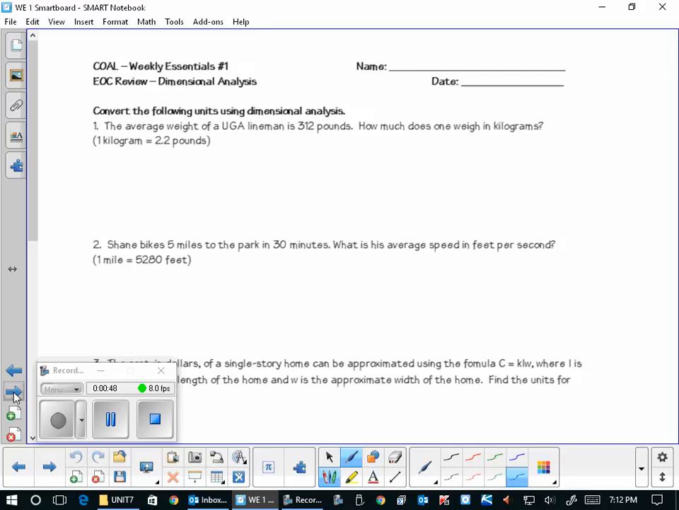So I always start by writing whatever I'm given. So I'm given 312 pounds. I'm going to leave some space, come over here. I want to write it in kilograms. Okay, so that's my ending value. I have my starting value and I have my ending units.